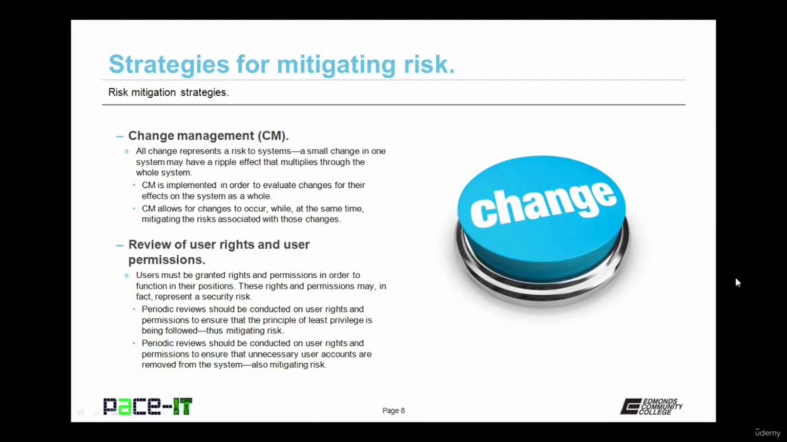Then there's review of user rights and user permissions. Users must be granted rights and permissions in order to function in their positions. These rights and permissions may, in fact, represent a security risk. Periodic reviews should be conducted on user rights and permissions to ensure that the principle of least privilege is being followed, thus mitigating risk. Periodic reviews should also be conducted to ensure that all unnecessary user accounts are removed from the system, also mitigating risk.